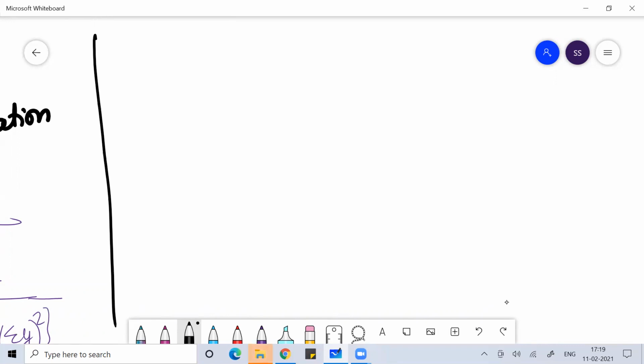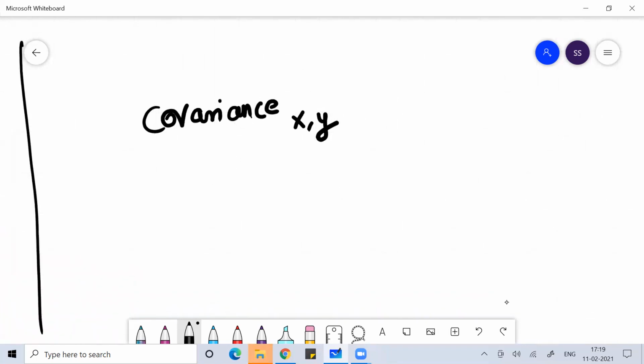For that, you need to understand something called covariance. You need to know the formula for covariance between x and y. Suppose I want to find the coefficient of correlation between two variables called x and y. So the formula here stands that the covariance between x and y is equal to r of x and y, where r means the coefficient of correlation between x and y, into standard deviation of x into standard deviation of y.